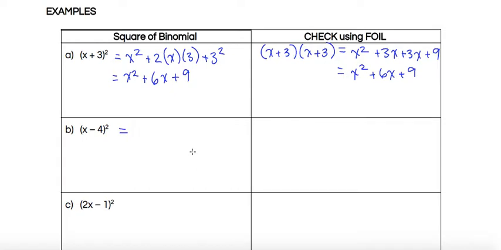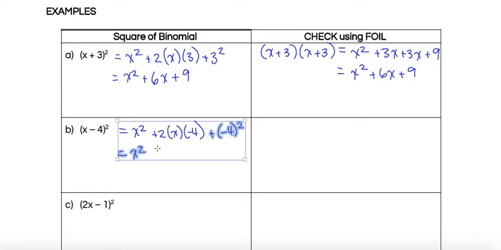So let's do a couple more examples. So I have my x squared. And then I have plus 2 times x times negative 4, and then plus my negative 4 squared. So I have x squared, and 2 times negative 4 is negative 8x. And negative 4 squared is positive 16.